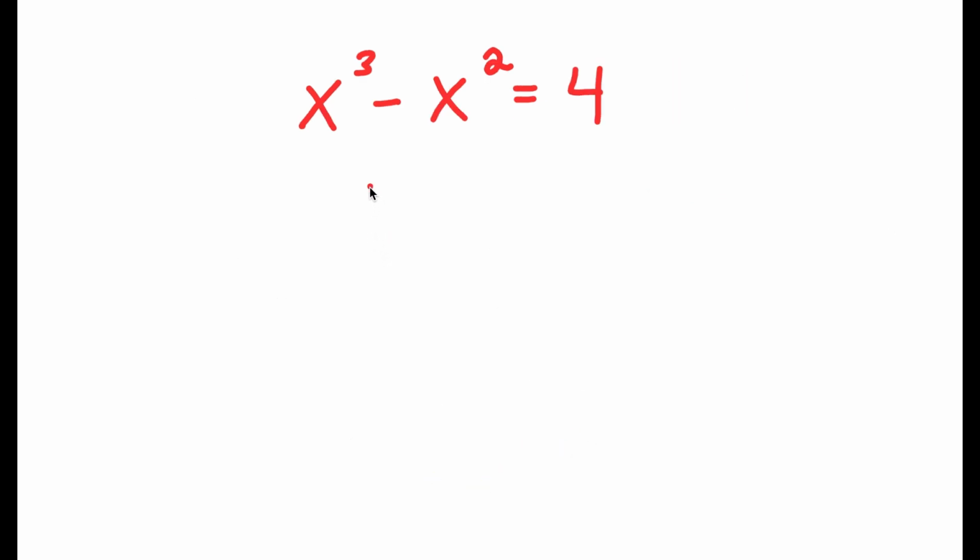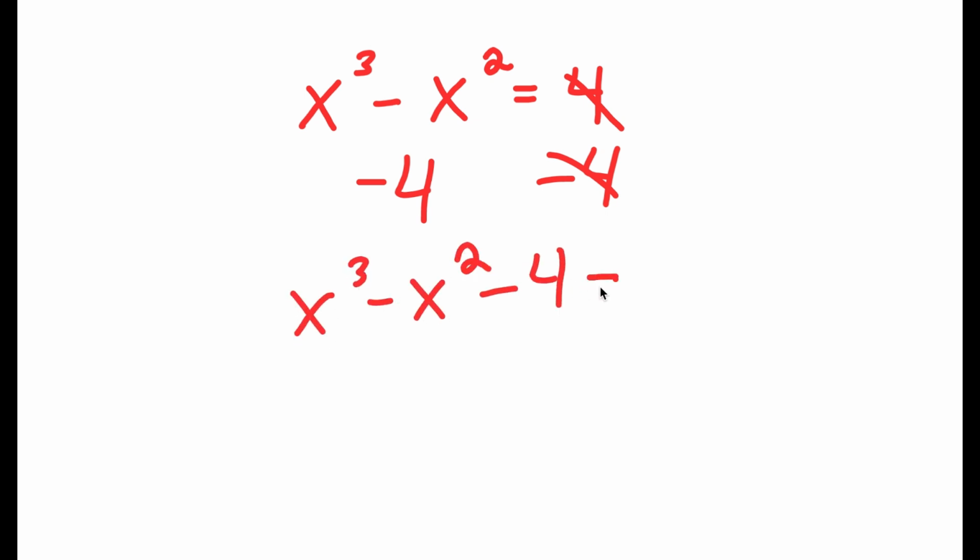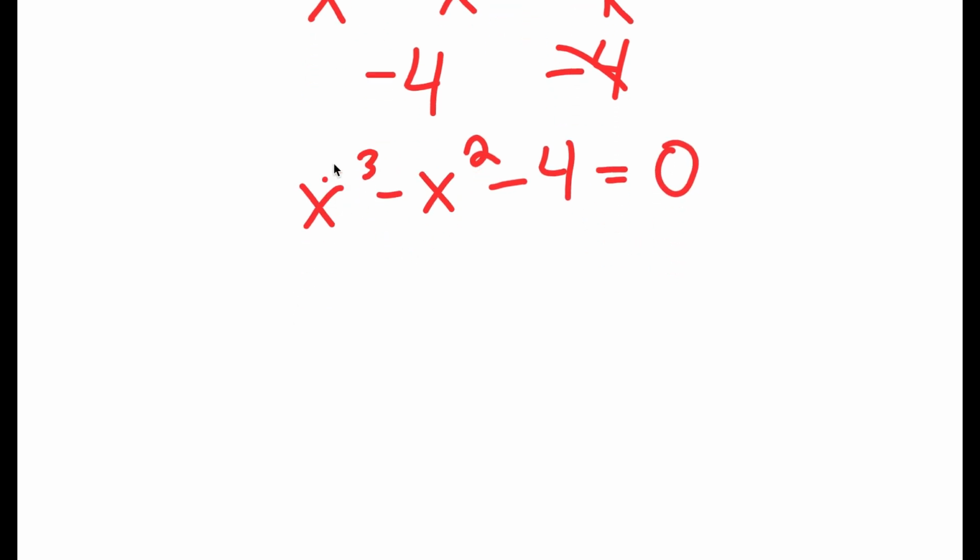Alright, so in this problem, I have x to the power of 3 minus x squared is equal to 4. So to solve this, I'm going to first start by subtracting 4 on both sides. So now I get x to the power of 3 minus x squared minus 4 is equal to 0. Now to actually find all of the solutions for this equation, we need to first start by finding one and use that one solution to find the rest.